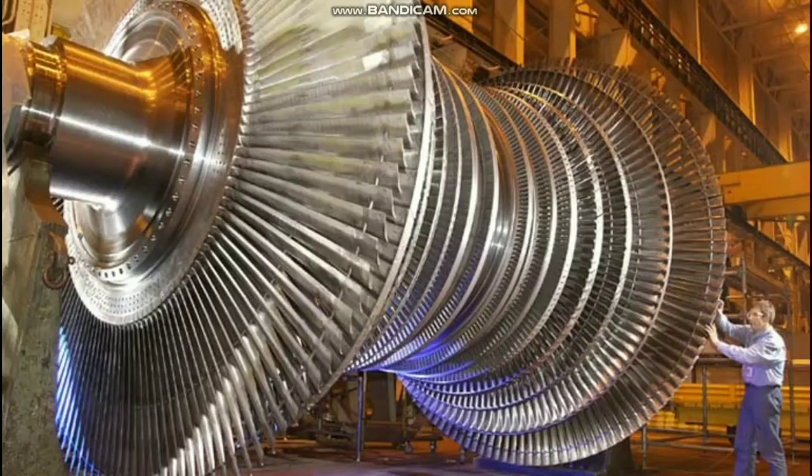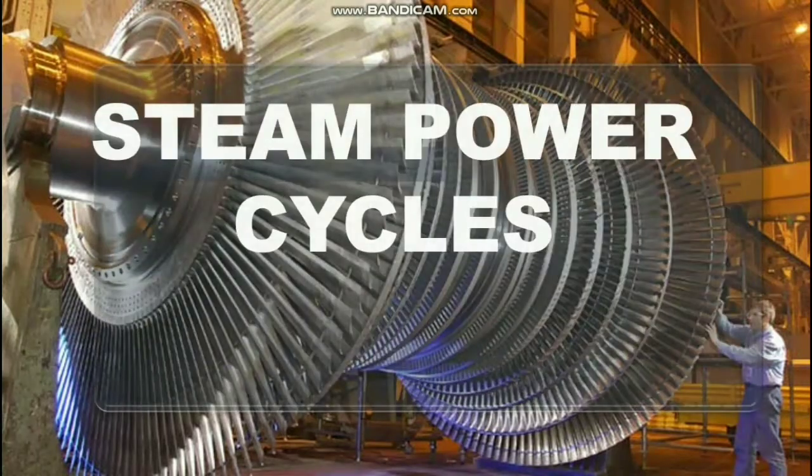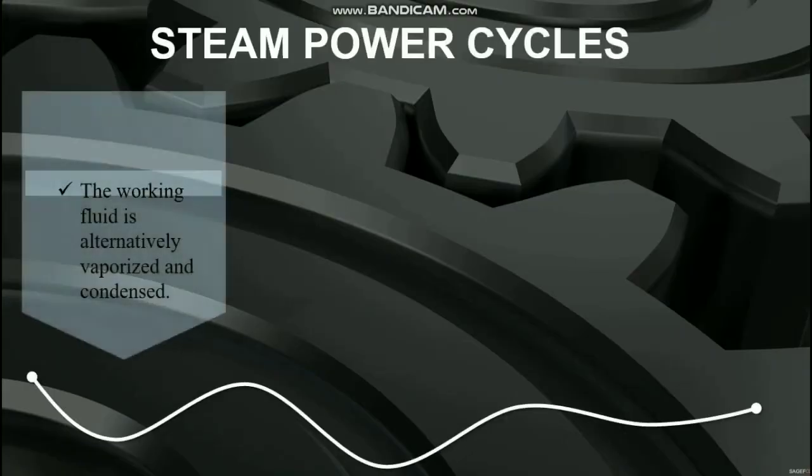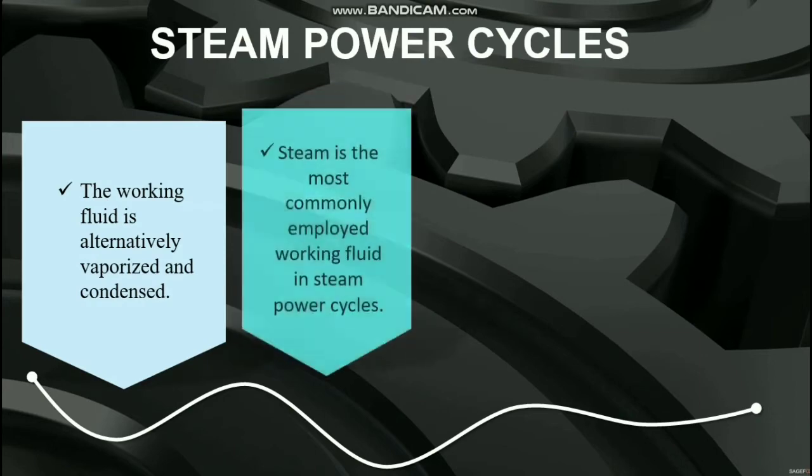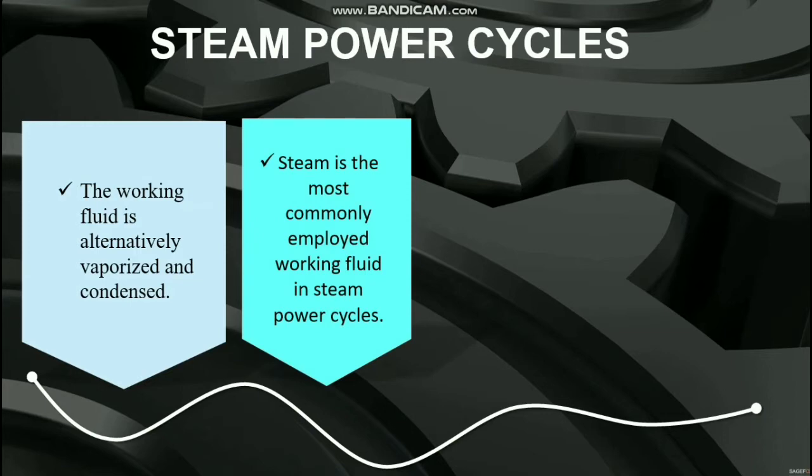Good day everyone. In this video, we are going to tackle the steam power cycles. In a steam power cycle, the working fluid is alternatively vaporized and condensed. Steam is the most commonly employed working fluid in steam power cycles due to its numerous beneficial features such as low cost, availability, and high enthalpy of vaporization.